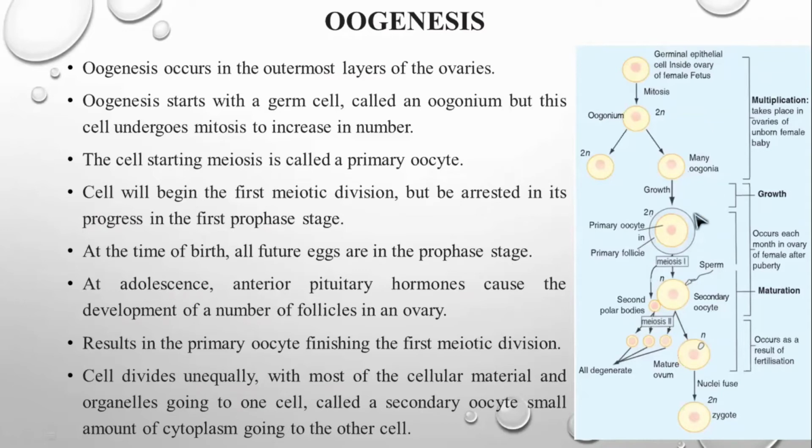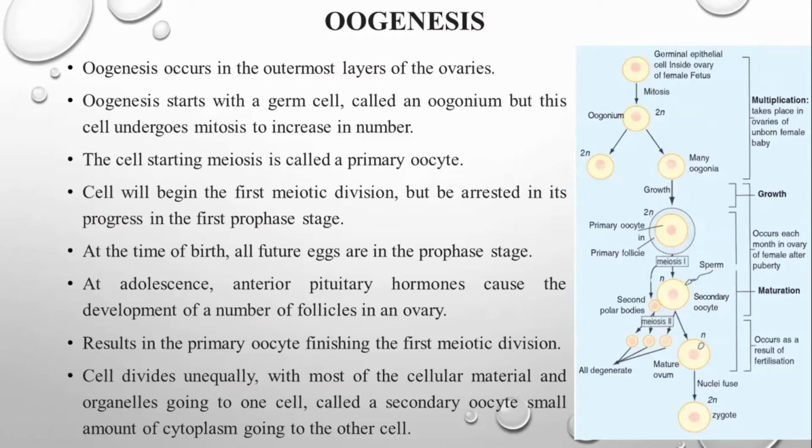Let's jot down the points. Oogenesis starts with the germ cells called oogonium, which undergo mitosis to increase in number. The cell starting meiosis is called the primary oocyte. The cell begins the first meiotic division, but is arrested in the first prophase stage. That stage we call the first prophase, and it stays there till the fertilization process. At the time of birth, all future eggs are in the prophase stage.